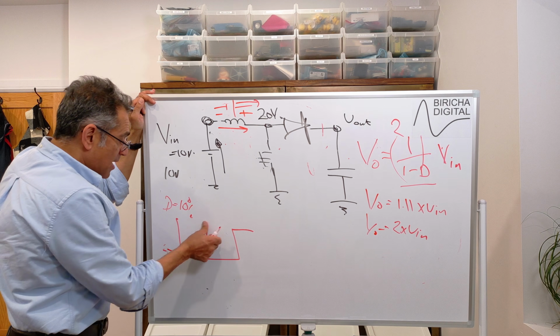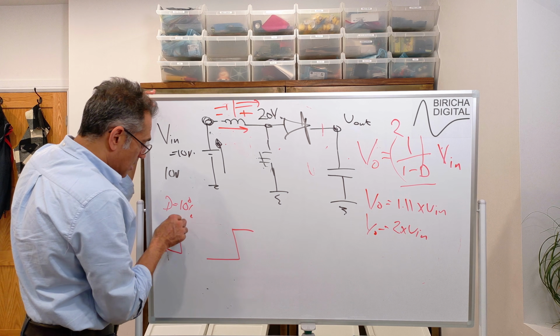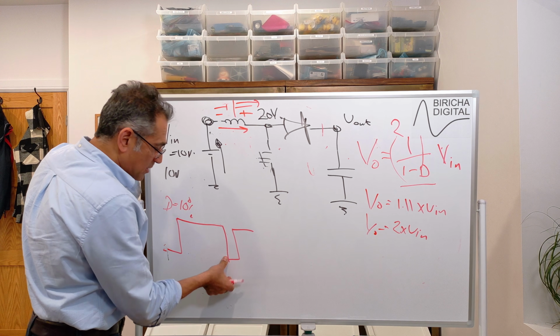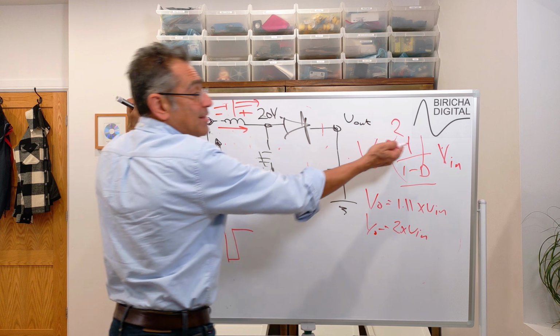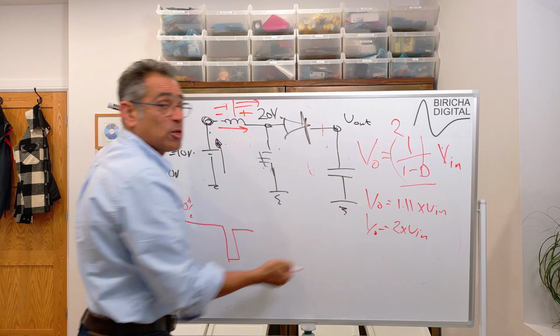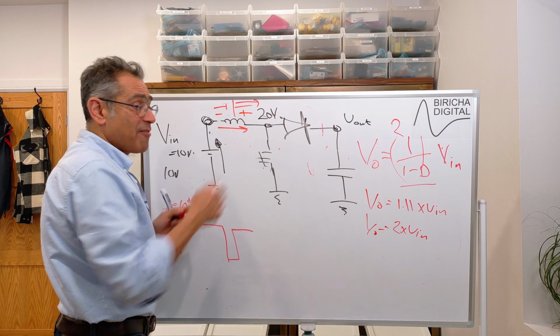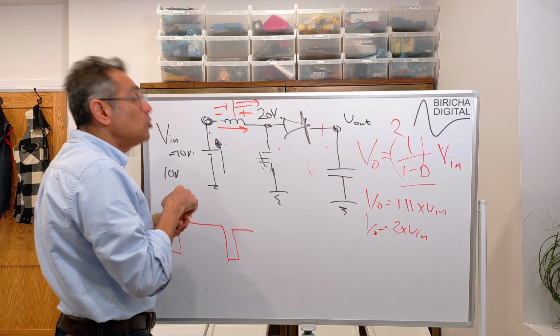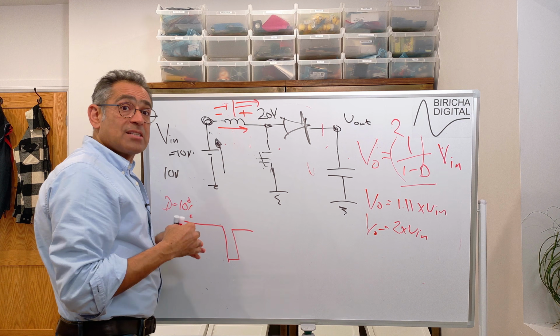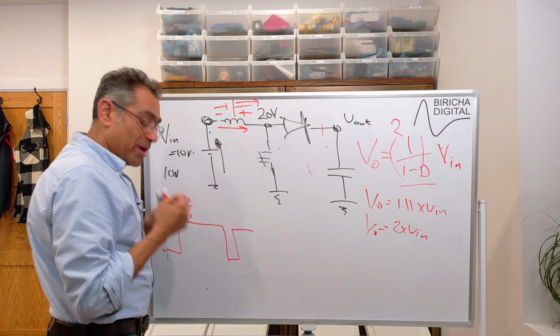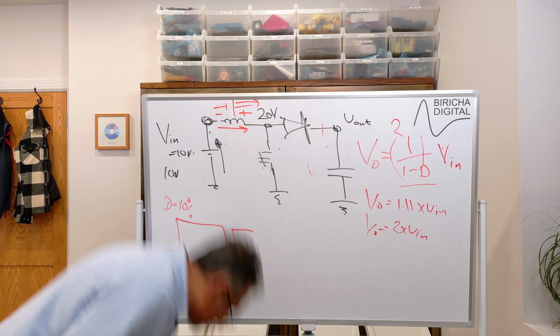And of course, if I make this 90% of the time on, 10% of the time off, then this will be a factor of 10 and V out will go up to 100. And that's how, by varying the duty, we can vary the output voltage using the back EMF of the inductor and the total energy that we store in it during the on period.